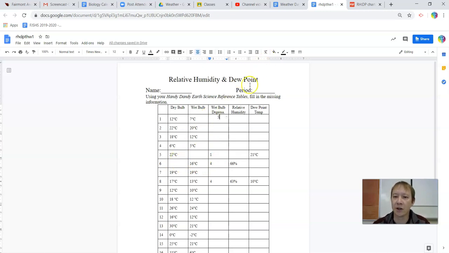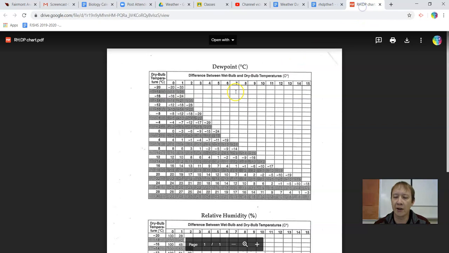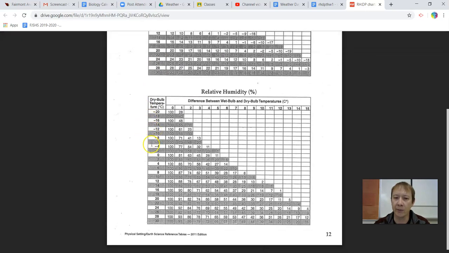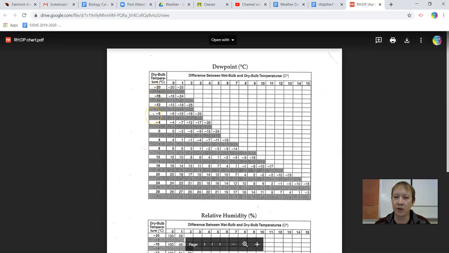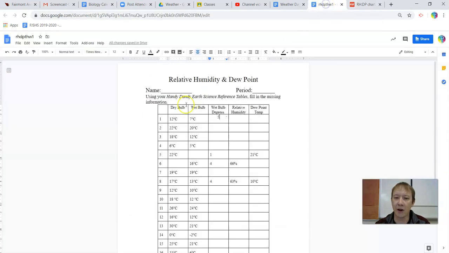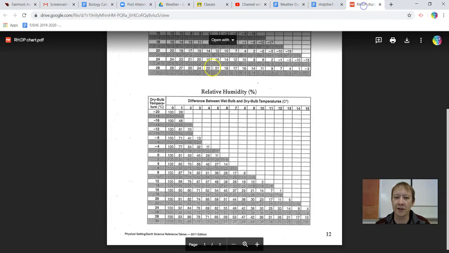So once we have this, you're going to use the chart to begin identifying, first of all, the relative humidity. When looking at the charts here, on the y-axis, or the left side, we have the dry bulb temperature. It's the same for both the relative humidity chart as well as the dew point chart. Looking at this, we can see that our dry bulb is at 12 degrees Celsius.